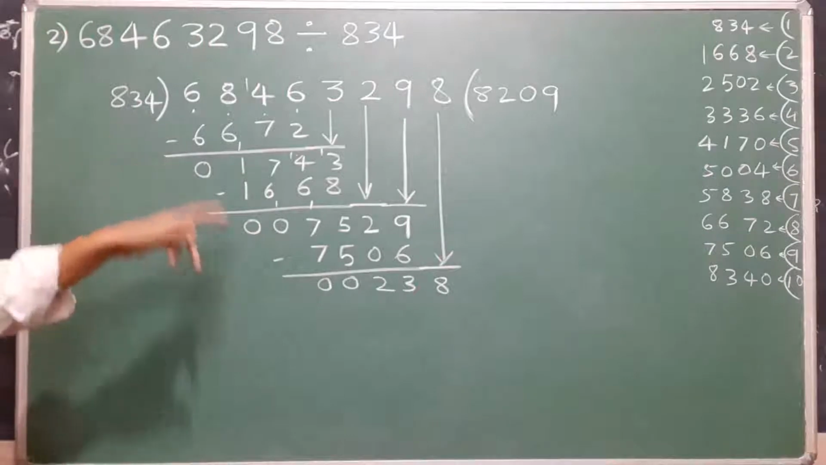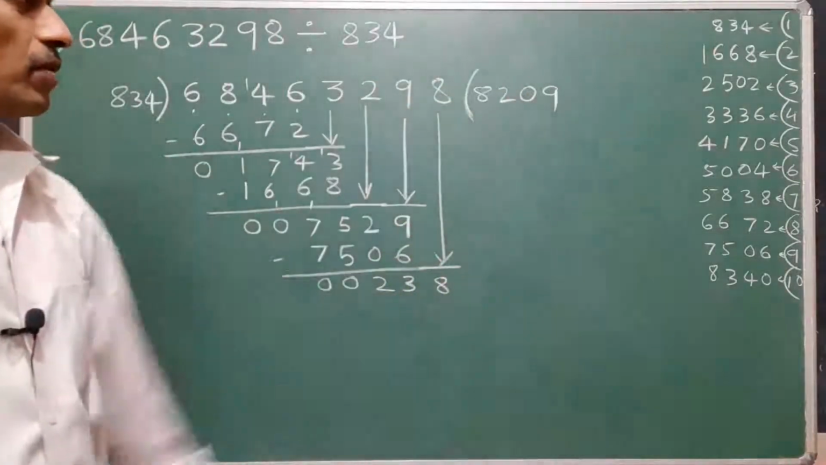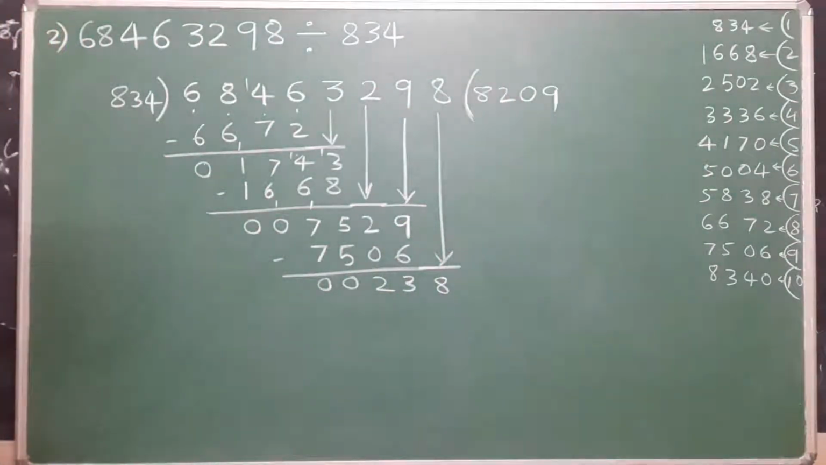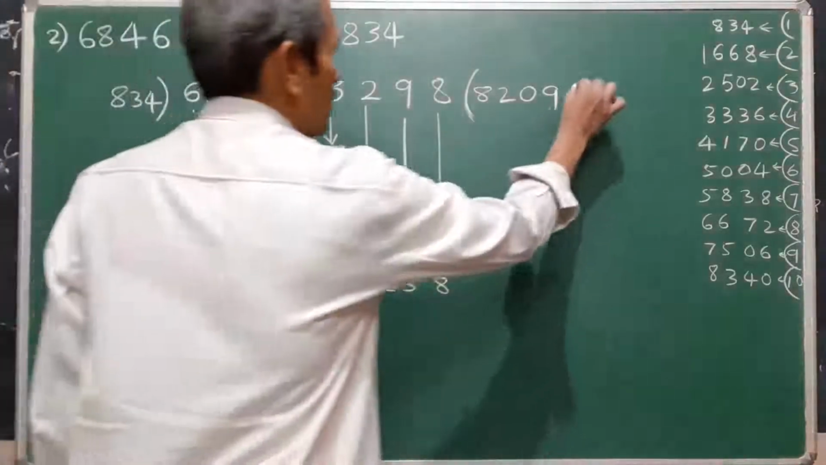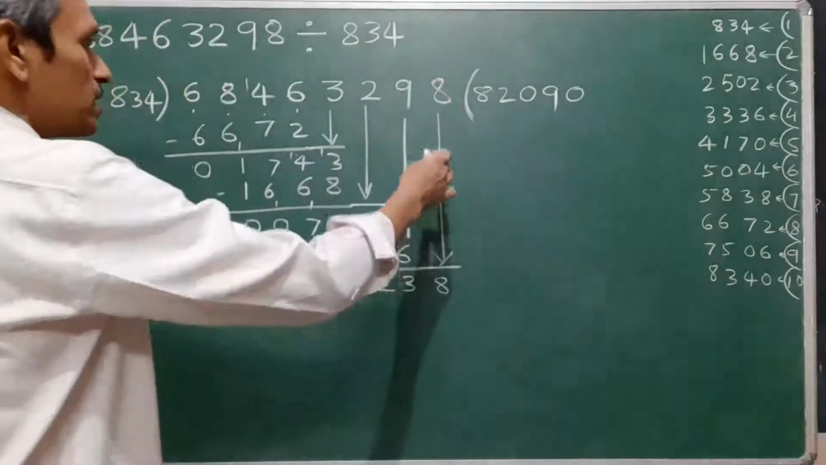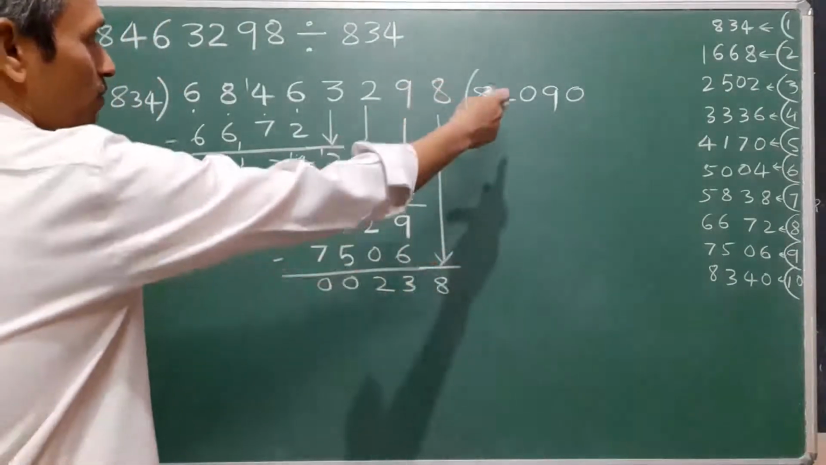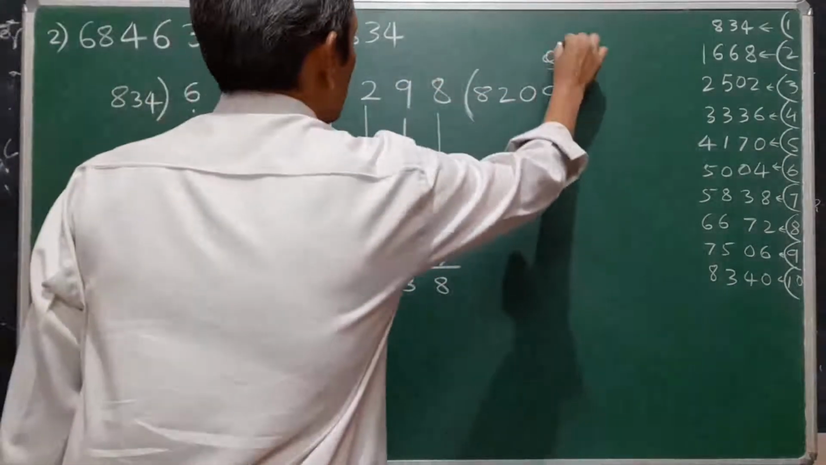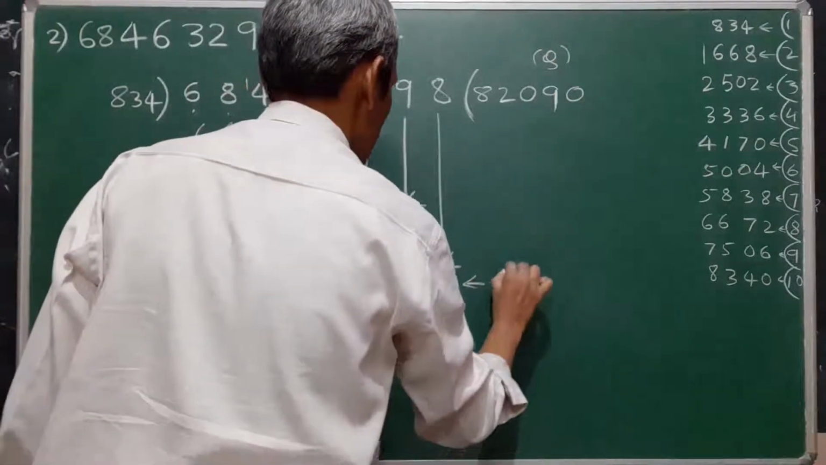It becomes 238. Once again search for 238 in the table of 834. It is not there. Less than 238 is also not there. So once again you write 0 and take the next digit. It is not present, and this is the quotient and this one is the remainder.